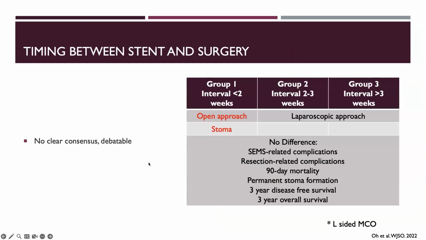Group 1 had a higher rate of requiring an open approach versus a laparoscopic approach if you were able to wait longer, and a higher rate of stoma creation in the groups that went to surgery quickly. No difference in stent complications, resection complications, mortality rates, permanent stoma formation, or survival rates. So again, if we can really buy them time, at least 2 weeks, their comorbidities can cool down, the bowel can cool down, prep them as much as they can tolerate. They certainly have some better surgical outcomes.